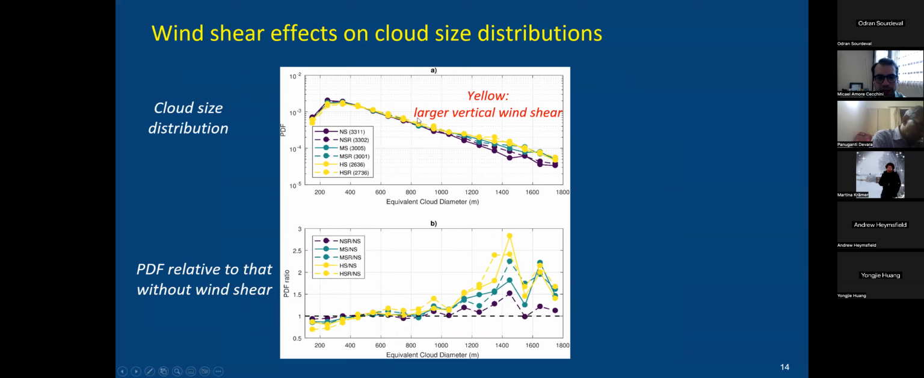So, I noticed that equivalent cloud diameter horizontally increased with wind shear. You can see here on the bottom is the probability density function ratio. So basically telling me that clouds with horizontal diameters of more than 1.2 kilometers are more than 50% more frequent in simulations with high wind shear.